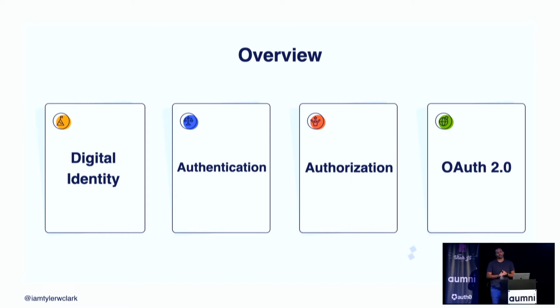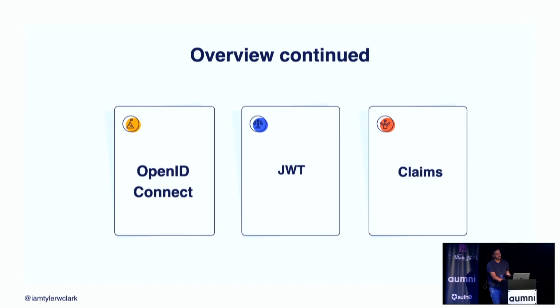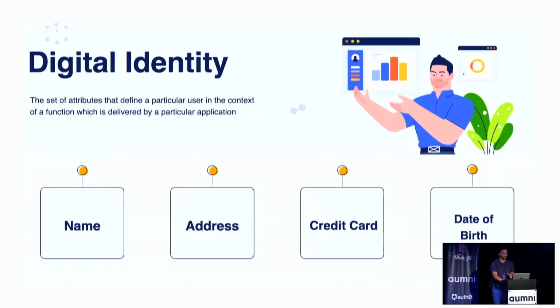So I'm going to talk about what digital identity is. We'll talk about authentication, authorization, OAuth 2, OpenID Connect, JWTs, and claims.